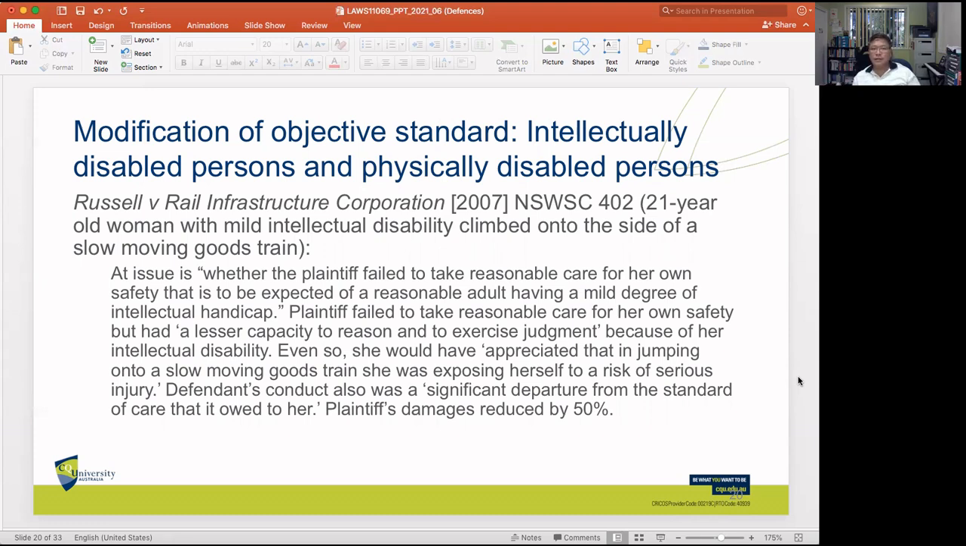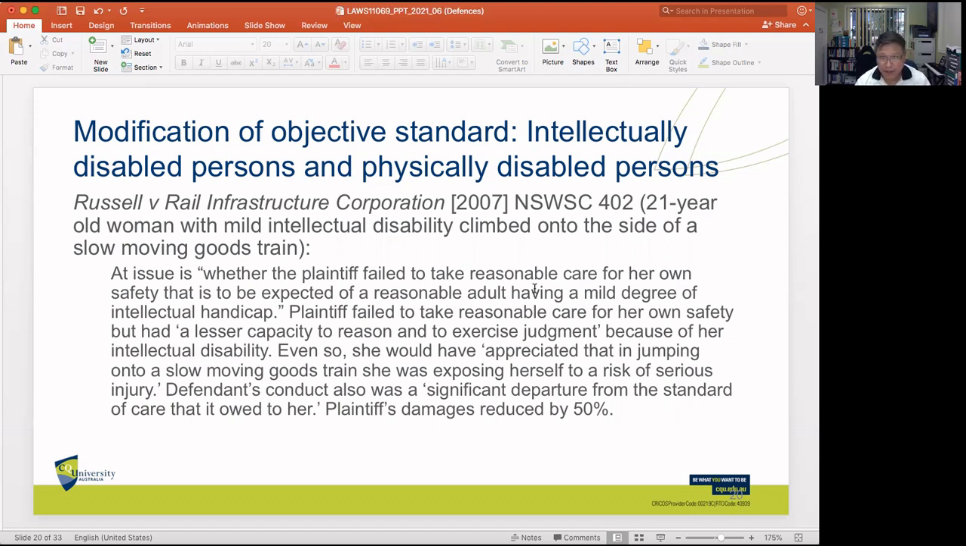The question is, should the objective standard of a hypothetical person be adjusted in relation to people with intellectual disability, and what is the significance of that if you do, in relation to the notions of objective standard of care. And the court said that an issue is whether the plaintiff failed to take reasonable care for her own safety that is expected of a reasonable adult having a mild degree of intellectual handicap.